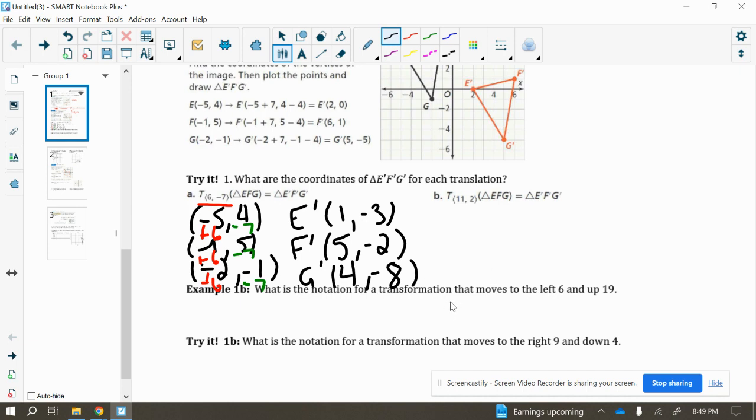Right. The second one we want you to try on your own. You can move to the right 11 and up 2.